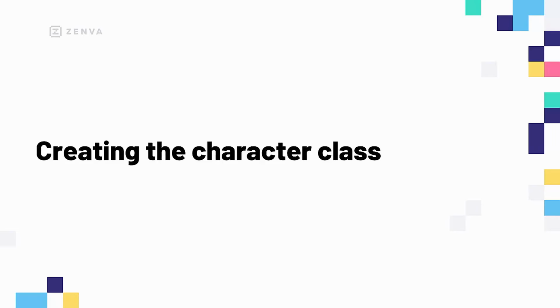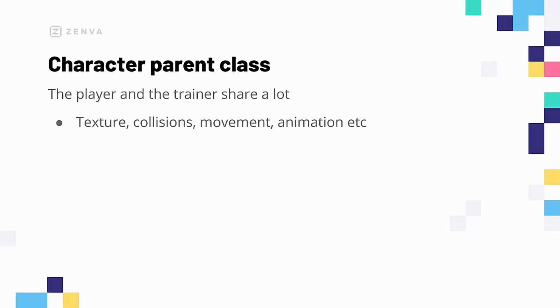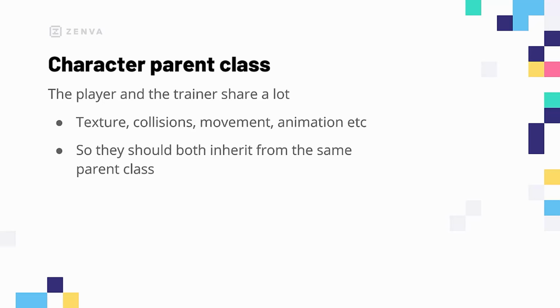The very first thing that we have to work on is going to be the character class. This is going to be a parent class because the player and the trainers share a lot of data. They have the same texture, collision, movement, animation, and quite a few more things. As a consequence, they should both inherit from the same parent class. That is going to make the entire project much more efficient. And from the parent class, for now, we're going to start creating the player.